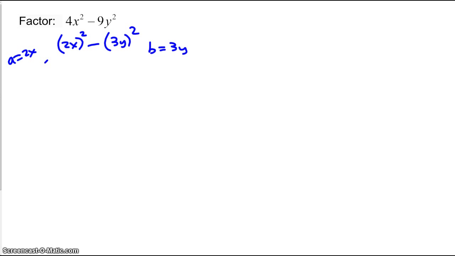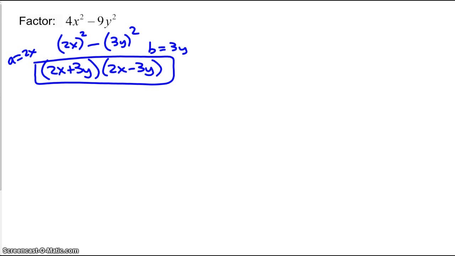And that means that a plus b is just 2x plus 3y, and a minus b is 2x minus 3y. So I can just identify what the x is and what the y is, and then just take the thing from the inside of the parentheses plus the thing on the right from the parentheses on the right times a factor with the thing on the left minus the thing on the right. That's all there is to it.